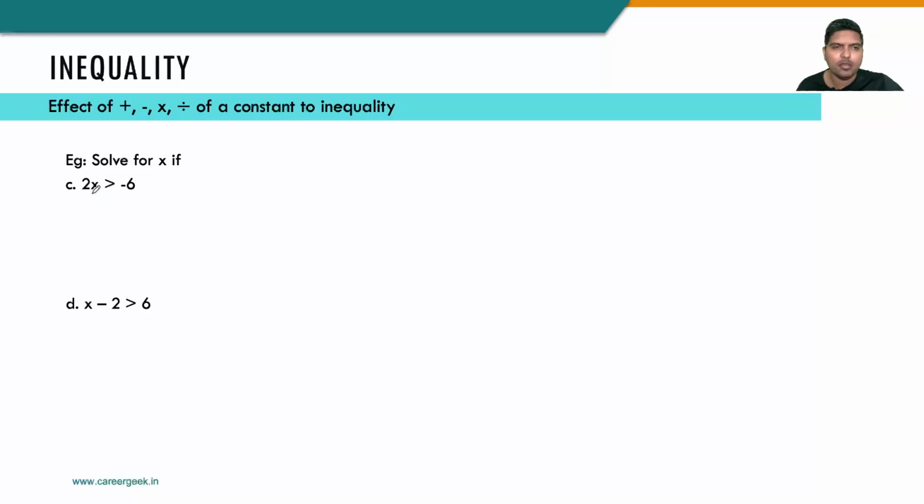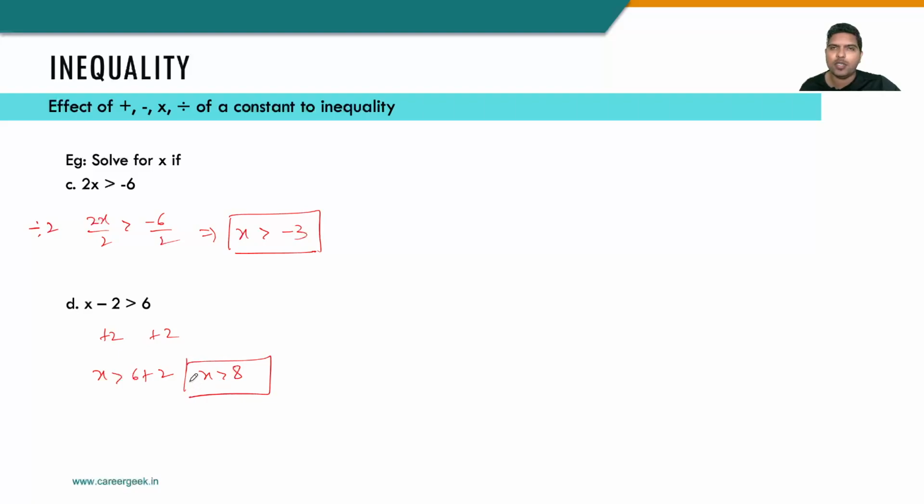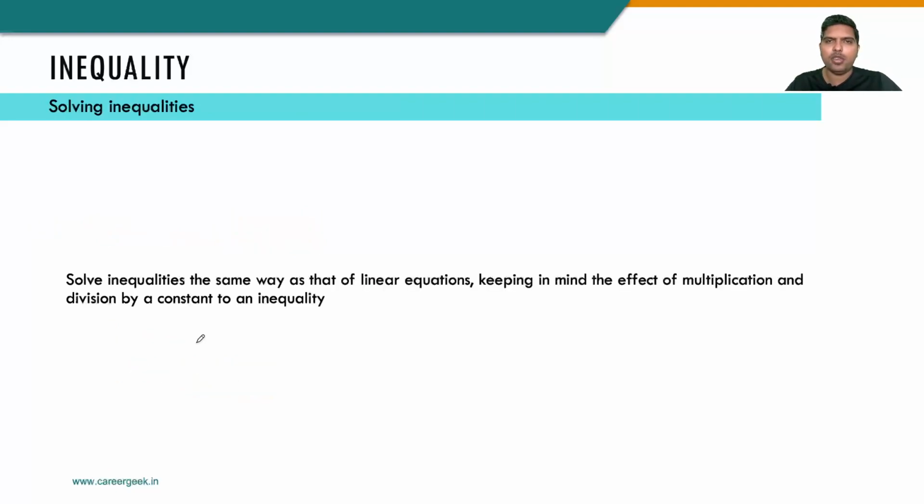Now here you have to divide by 2. It's positive, so nothing changes. The inequality still stays the same. So here x is greater than negative 3. The last one, to get to x, you add 2 to both sides. And we know that addition or subtraction does not affect the inequality in any way. This is straightforward. So this is how you can easily solve inequalities, by remembering how addition, subtraction, multiplication and division affect the inequality.